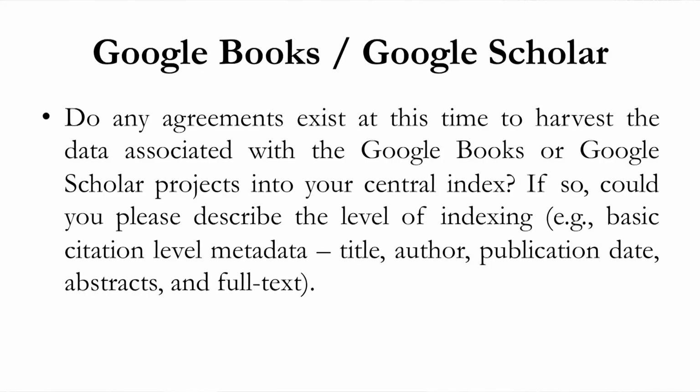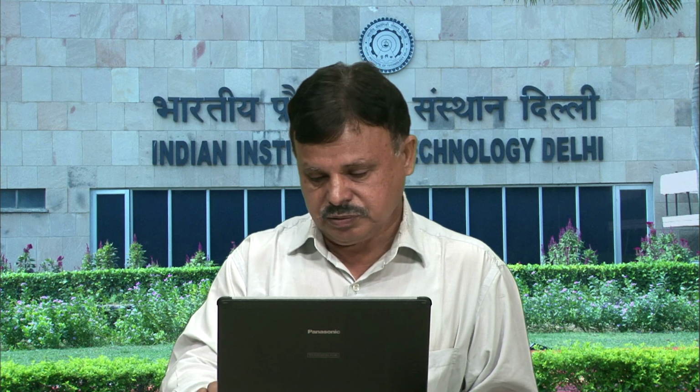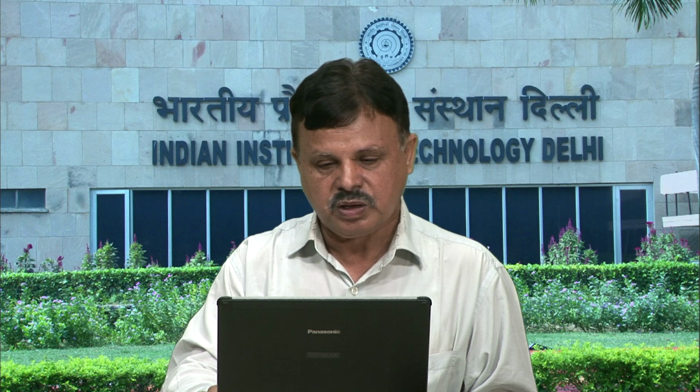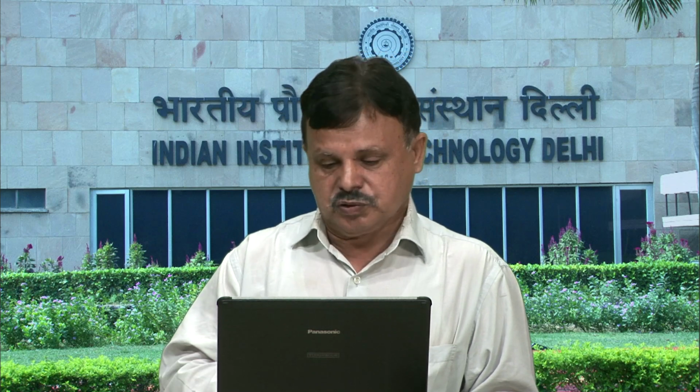So you have to completely understand in terms of coverage. Then do you have some arrangement with Google, like Google Books or Google Scholar, whether you can provide this content through your discovery system? Similarly, with the WorldCat catalog of OCLC, do you have some agreement to discover WorldCat cataloging results through your platform? Then there are various ebook vendors. Does your service include items from major ebook vendors? Again, you have to point out to the discovery service provider what kind of arrangement he has with different ebook vendors.